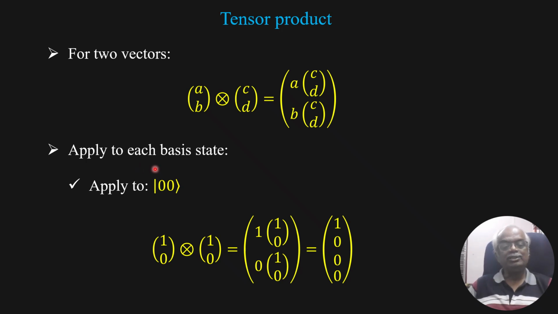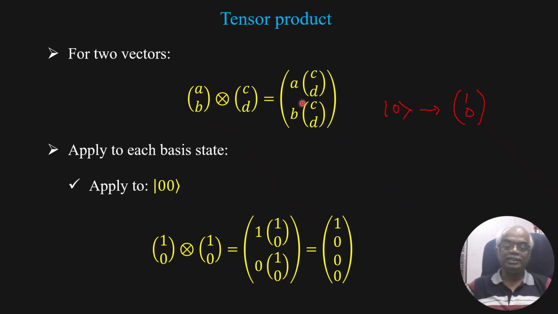So apply this to each basis state. What are the four basis states? The first one is |00>. How is |0> represented? In qubit form, it is represented as the column (1, 0). So we are carrying out the tensor product of |0> with |0>, which is (1, 0) tensor product (1, 0).